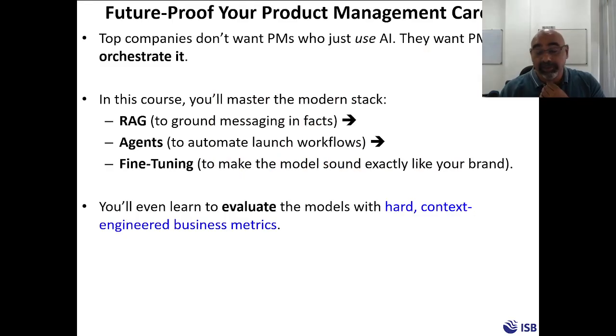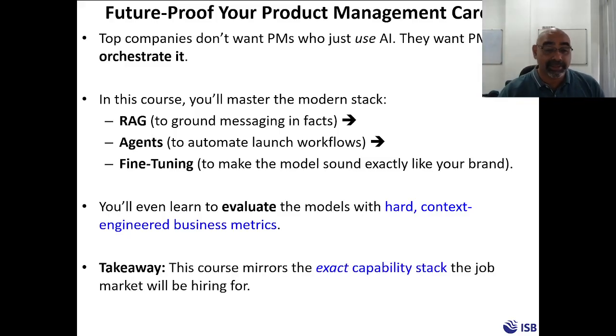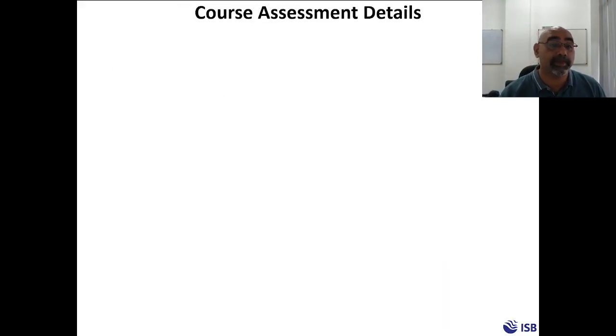You learn to evaluate models, so there's going to be this context engineering bit. There's going to be business metrics. I mean, so which LLM do you choose? Why do you choose one over the other? How do you set up an evaluation task for an LLM to judge how good it is for your task in your industry, in your context? That is the kind of thing we're talking about here. Yeah. The course mirrors the exact capability stack the job market will be hiring for. I mean, this is, my 2 cents, but just putting it out there.